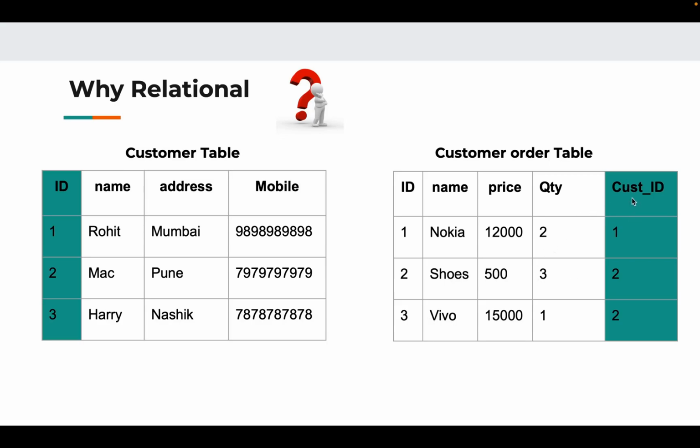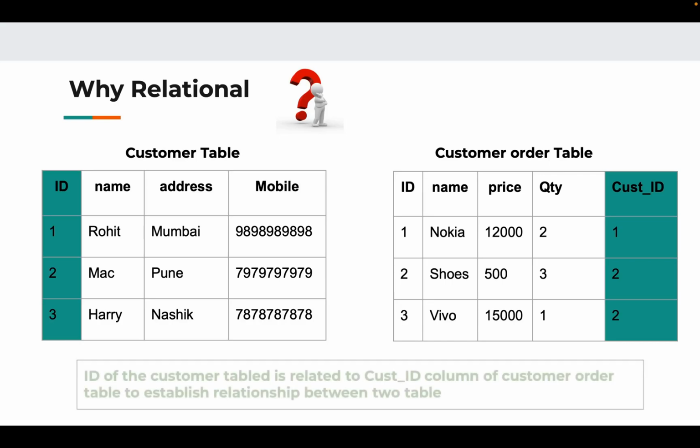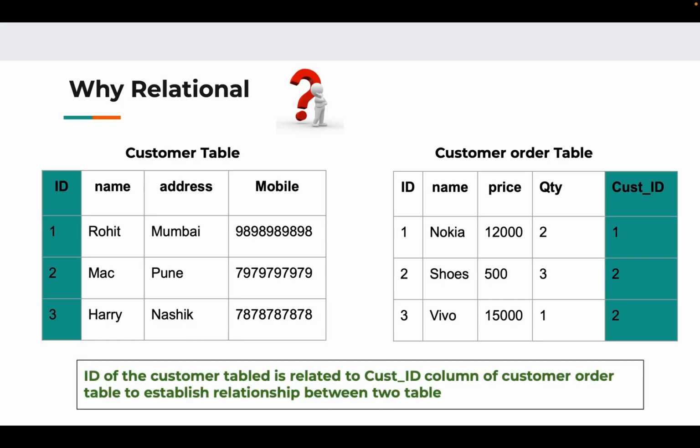The common column between two tables frames a relation, and thus the database is called a relational database. As you can see in the slide, the ID of the customer table is related to the customer ID column of the customer order table. This ID is related to this column, and that frames a relation between two tables so that we can retrieve the information of the customer who has ordered that product. So hope it's clear to you why it is relational.